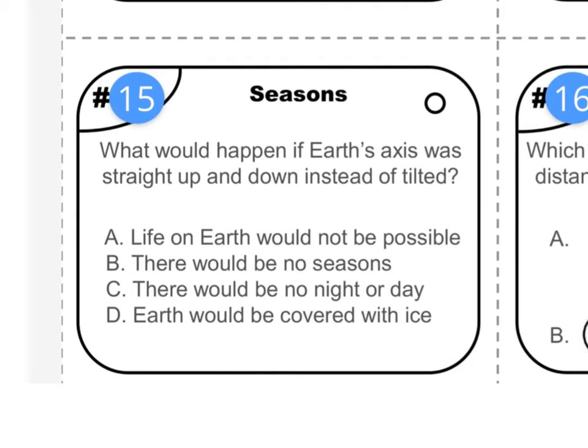Number 15. What would happen if the Earth's axis was straight up and down instead of tilted? No tilt. Life on Earth would not be possible. There would be no seasons. There would be no night or day. The Earth would be covered with ice. And the answer is there would be no seasons. No tilt, no seasons.